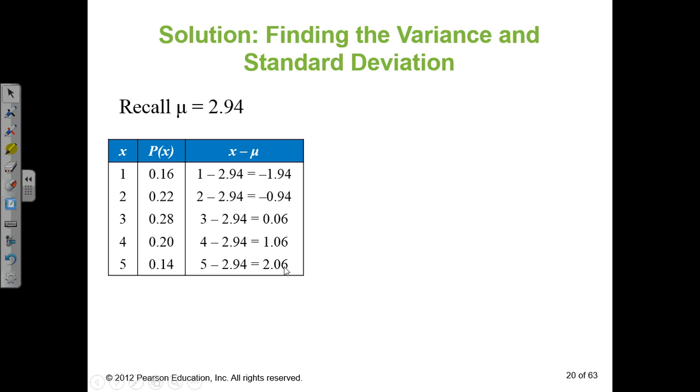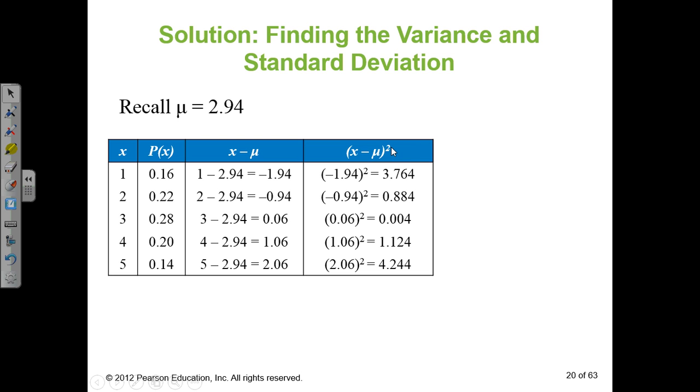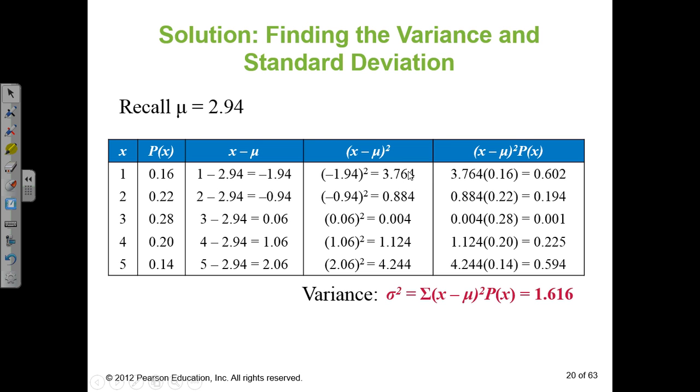We get these numbers. Then recall the formula had us squaring those numbers. So you take negative 1.94 squared, negative 0.94 squared, and get those values. Then times the probability, so 3.764 times the 0.16, 0.884 times the 0.22. Then we sum this up, we get 1.616, which is the variance, and recall the standard deviation is the square root of the variance, and the square root of 1.616 is approximately 1.3.